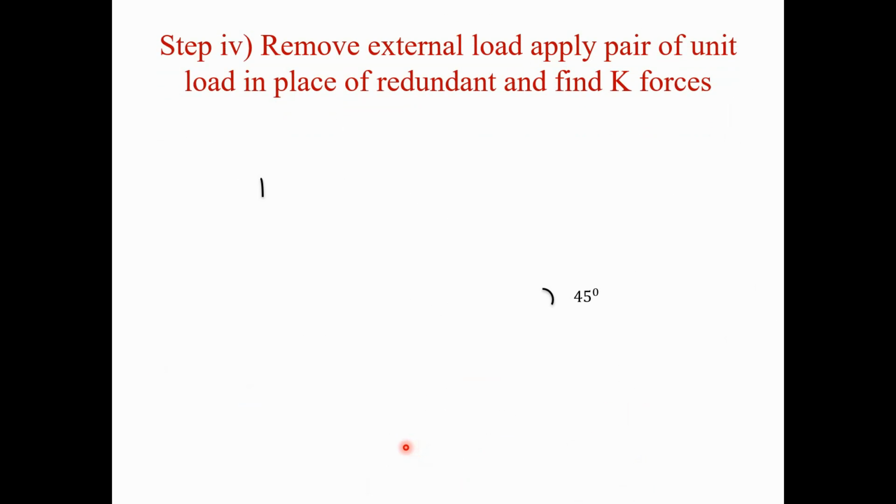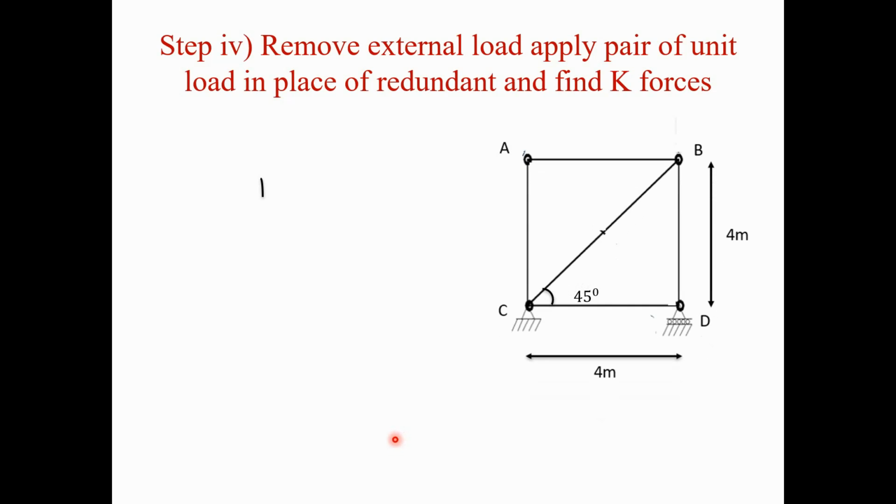Now remove the external load and apply a pair of unit loads in place of the redundant member and find out all the K forces in the members. So here we have removed the AD member from the truss, and now we apply the pair of unit forces at A and D. You can assume it tensile or you can assume it compression. Here I assume it compression in nature.